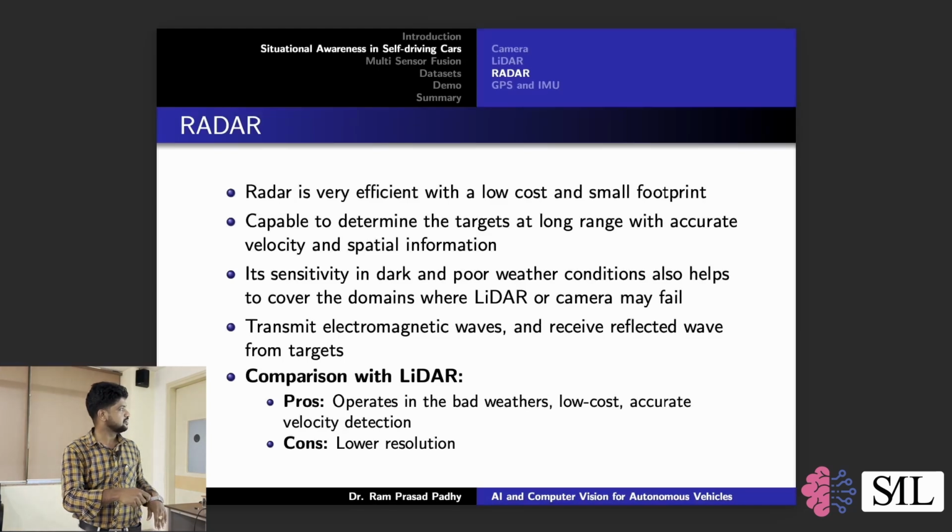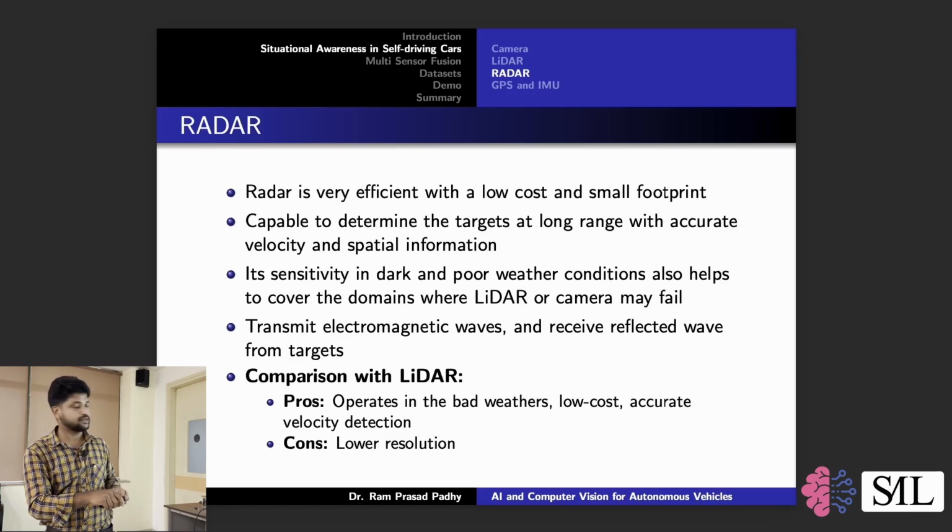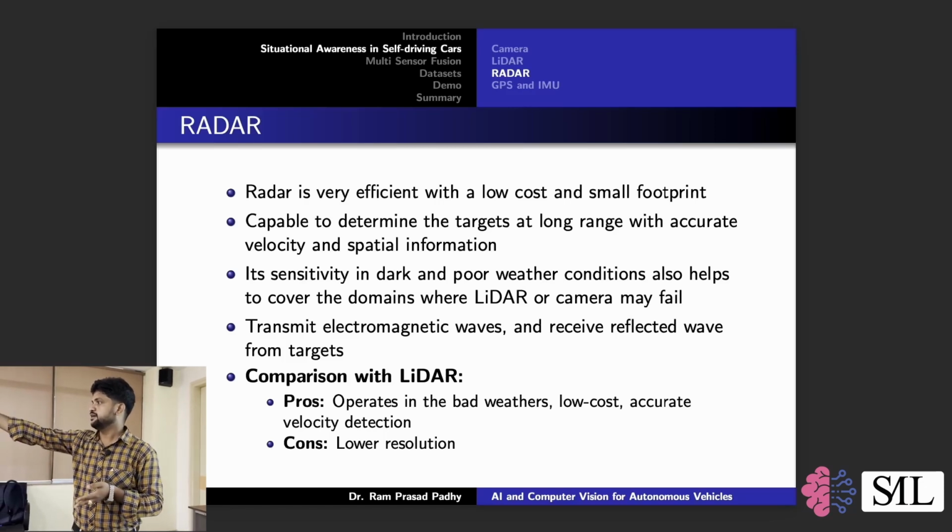Then comes the radar sensor. As I told you, the LiDAR sensor is very costly, right? But radar is very efficient with low cost and small footprint. It is capable of determining targets at long range with accurate velocity. That is the most important thing. That is where you find the accurate velocities. So it is not just about finding where the object is.